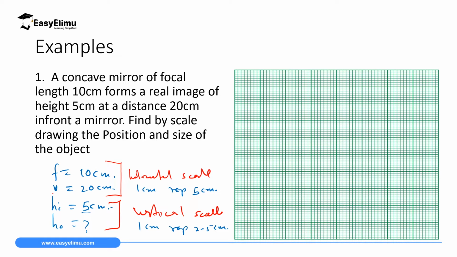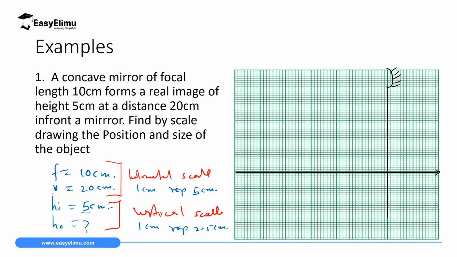Then after this, what we'll do is draw the representation of this mirror on this graph. This is a concave mirror. For a concave mirror, we have to draw a horizontal line which will represent the principal axis. So this is the principal axis. Then we have to draw a vertical line which will represent the mirror that we are using. This one here is the mirror, and it's a concave mirror since the reflecting surface is curving inward.